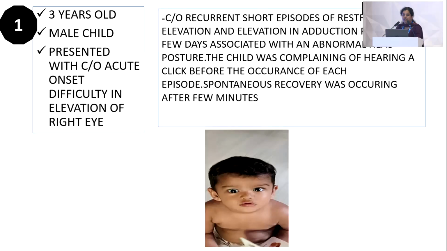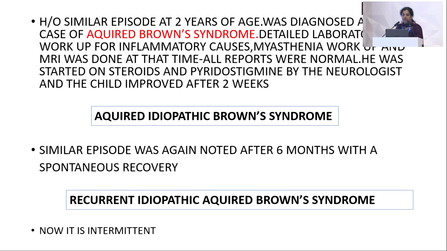The first one was a 3-year-old male child presented with complaints of acute onset difficulty in the elevation of the right eye. There was a history of recurrent short episodes of restriction of elevation in adduction for the past few days, associated with an abnormal head posture. The child was complaining of hearing a click before each episode, and there was spontaneous recovery after a few minutes. There was a history of similar episodes at the age of 2 years, and he was diagnosed as a case of acquired Brown syndrome at that time.